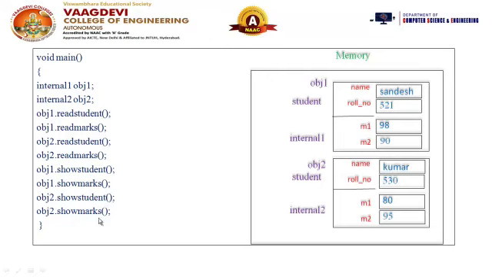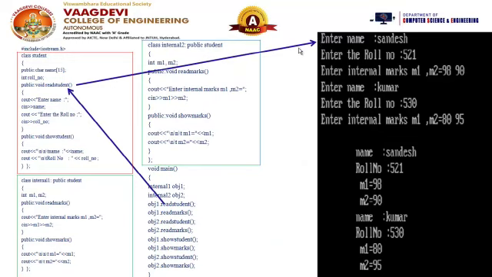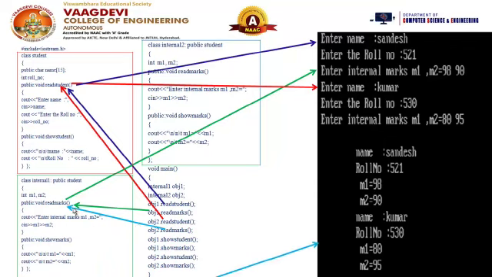obj1 calls the read student function, which reads the values for name and roll number into the obj1 object. obj1 dot read marks reads the values for M1 and M2 into the obj1 object. obj2 calls the read student function, which reads the values for name and roll number into the obj2 object. And it reads the values for M1 and M2 into the obj2 object.